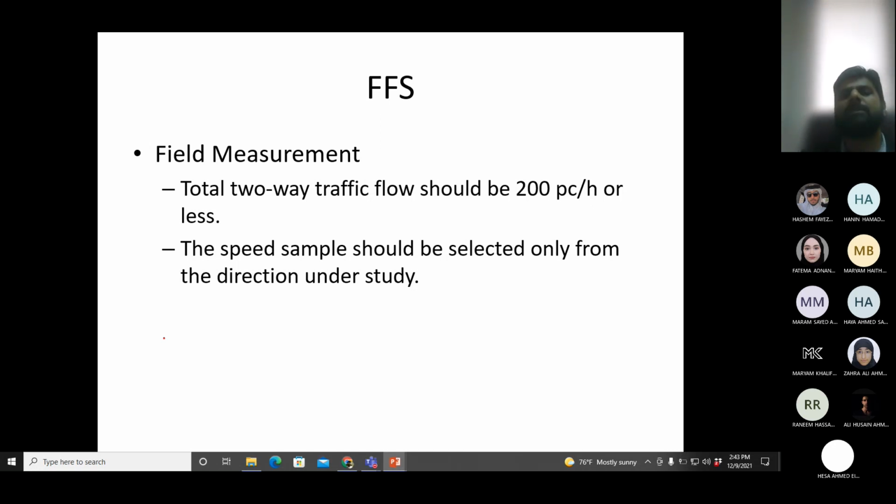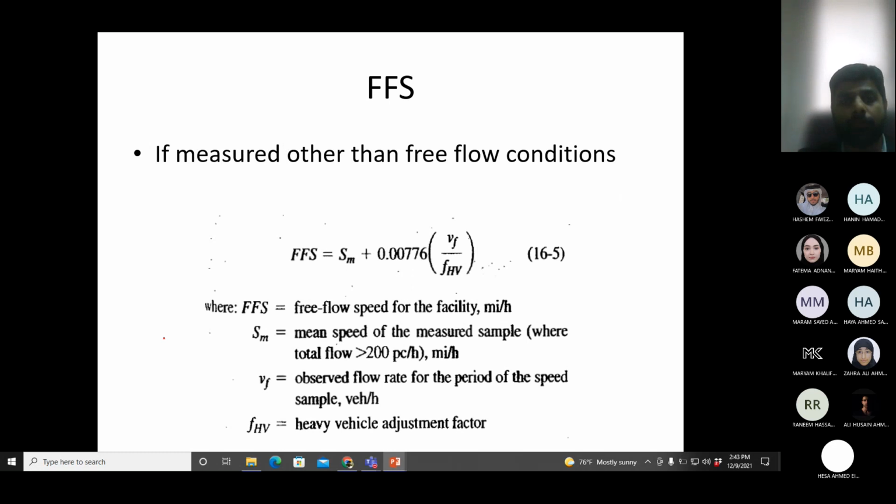So for measurement of speed, you don't have to collect it from both directions. From any direction is sufficient, but the total flow at that time for both directions should be 200 passenger cars or less per hour. Let's say you went to the highway, you are in a hurry, so you cannot come at any other time, but at that time free flow conditions do not exist. So you measure the speed when the flow is more than 200 passenger cars per hour for both directions. That speed will be termed as SM, and using SM you can still calculate free flow speed.